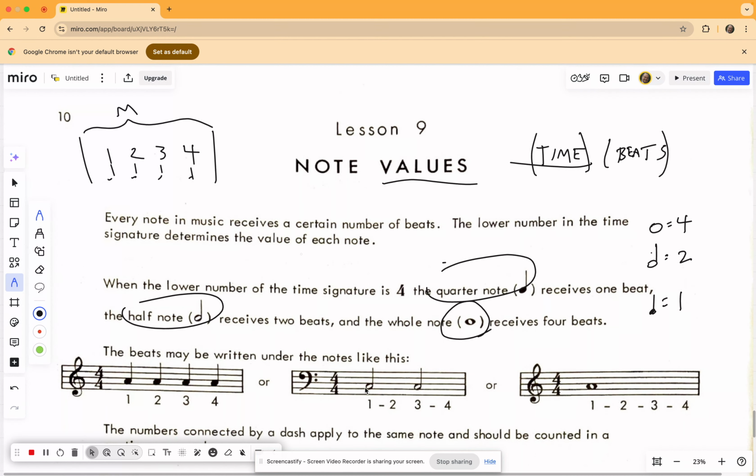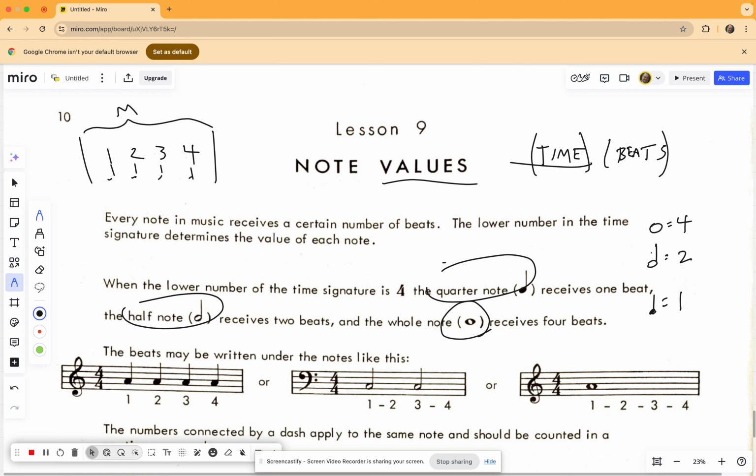Or if you had a half note, this half note would start on 1 and last through 2. This half note would start on 3 and last through 4. Or if you had a whole note, this whole note would start on 1 and you would last through all the beats as you count. You'd hold your hands together, just like we did last week and in previous lessons. So it would sound like this.